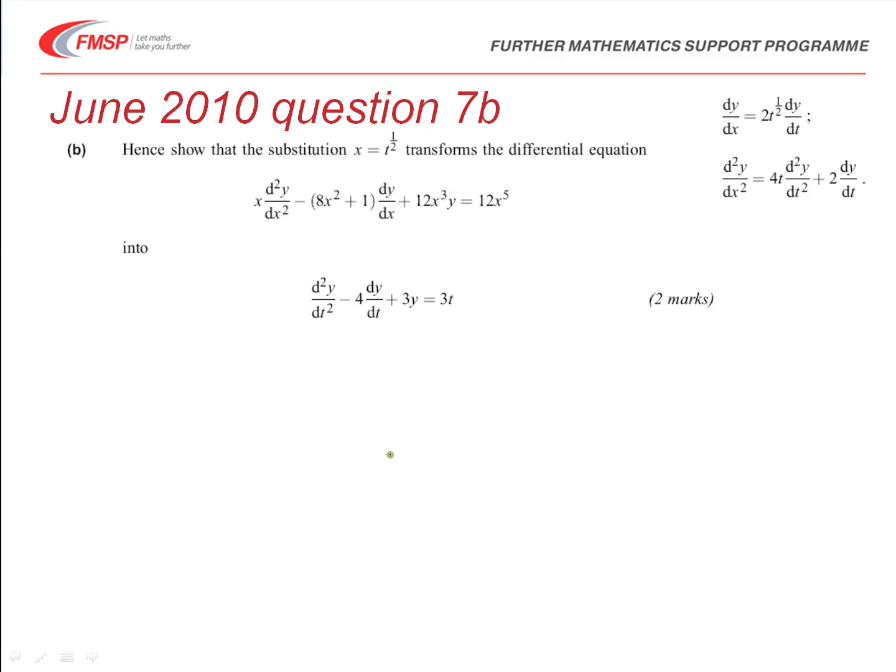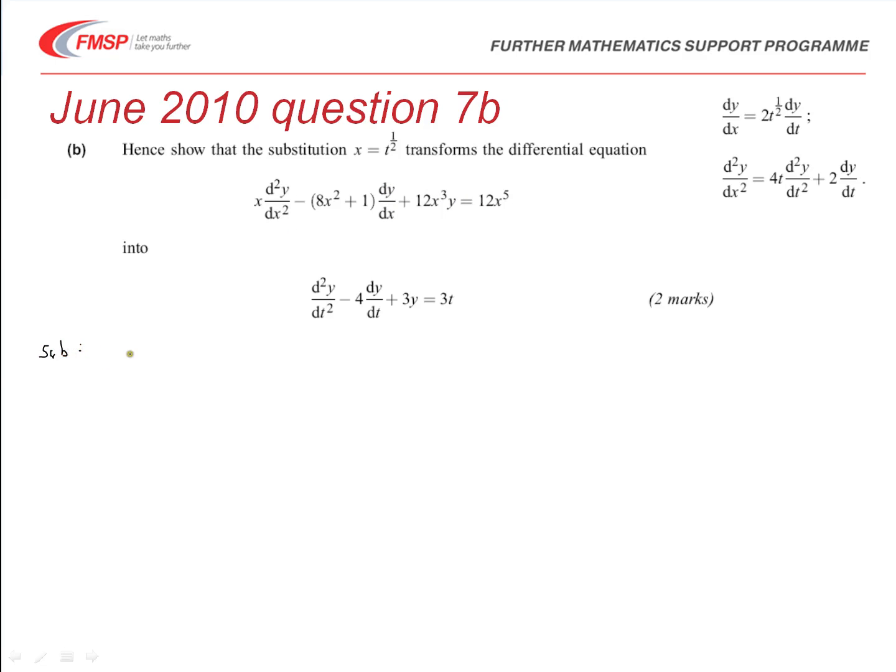Okay, so in the next part of the question we then have to use the substitution x equals t to the half to transform this second order differential equation with y and x into y and t. Bearing in mind we have these 2 results from the first part to help us, so immediately we can substitute in for d2y by dx squared, and we can substitute in for dy by dx, and we can substitute in for x.